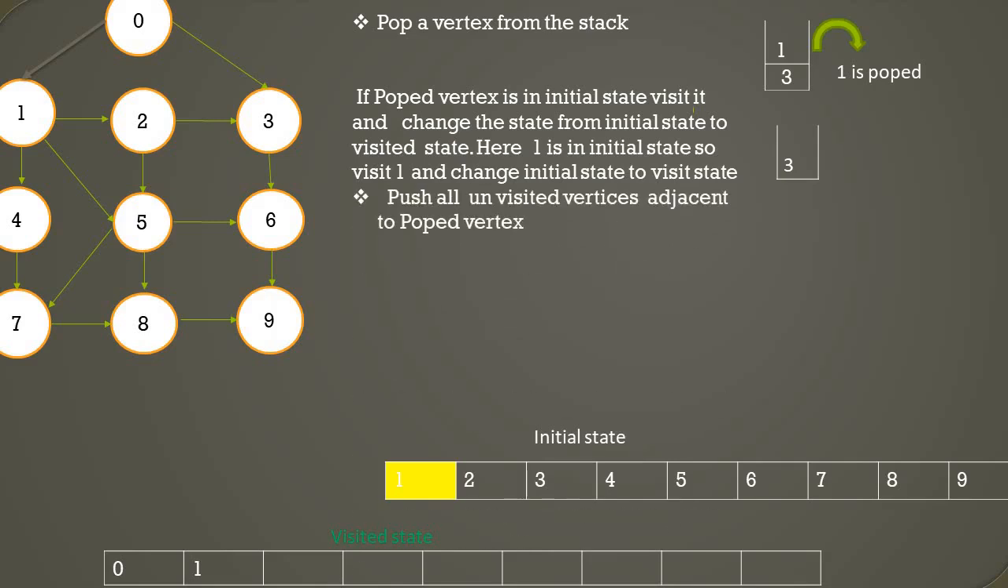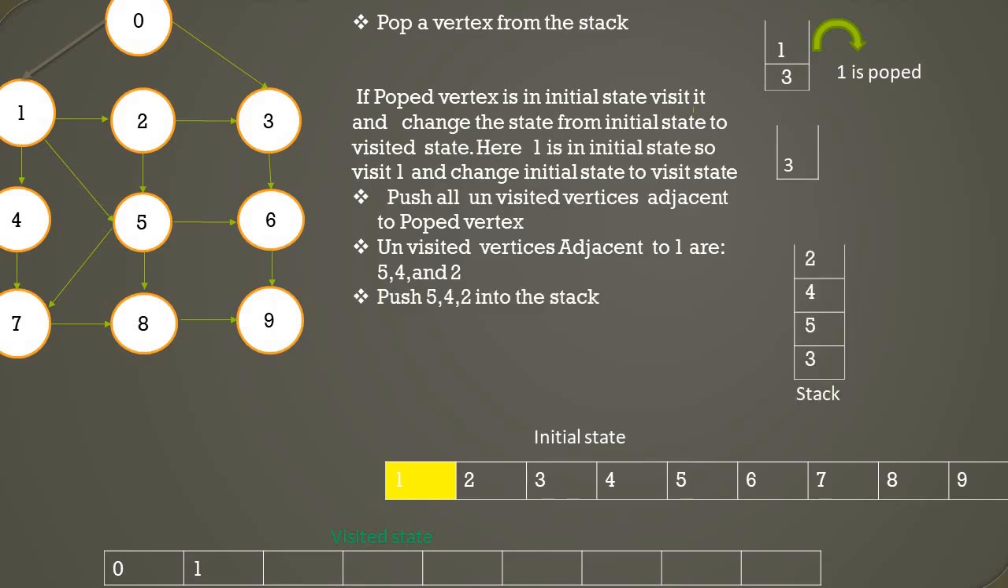Push all the unvisited vertices adjacent to the popped vertex. The unvisited vertices adjacent to 1 are 5, 4, 2. Stack position: 3, 5, 4, 2. Push the values 5, 4, 2 into the stack.